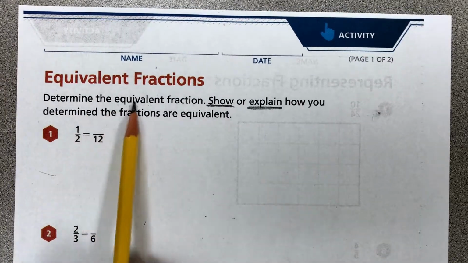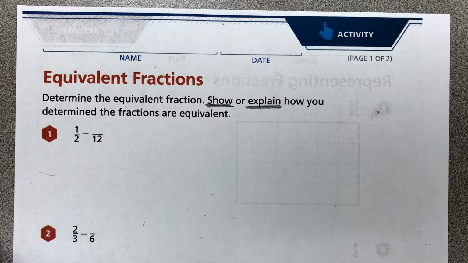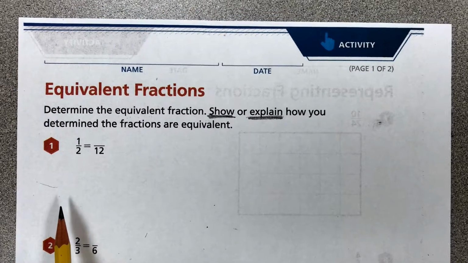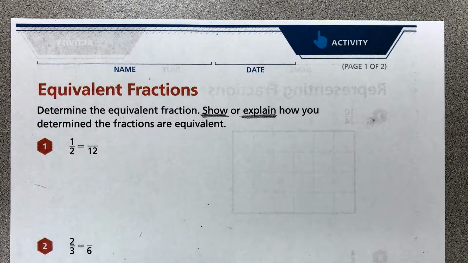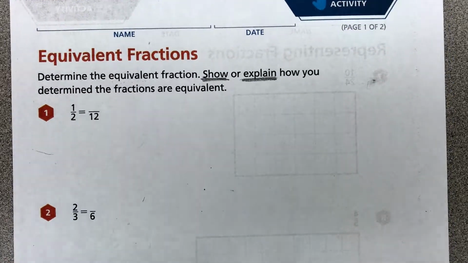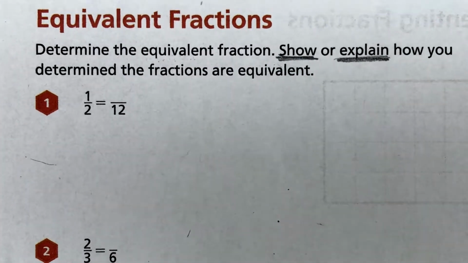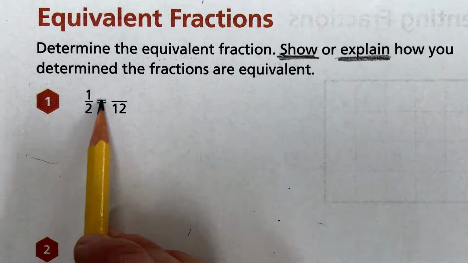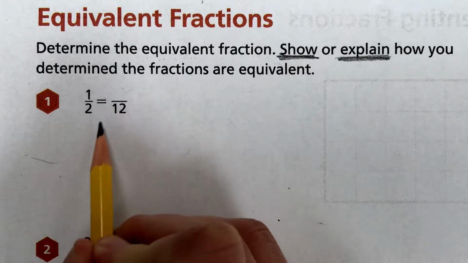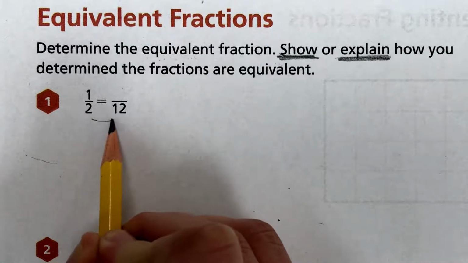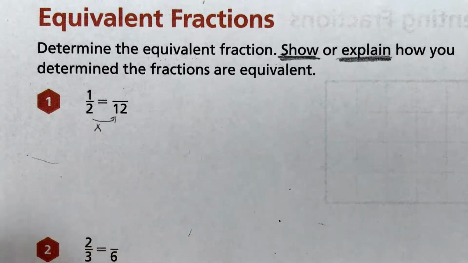So determine the equivalent fraction, show or explain, and I want you to really underline those on your page, okay, because it's really important. Show or explain how you determine the fractions are equivalent. In this case, I'm going to zoom in on the first one. We have 1/2 is equal to blank over 12. So we know that we can just multiply and figure out what that top missing number is. 2 times what gives me 12?